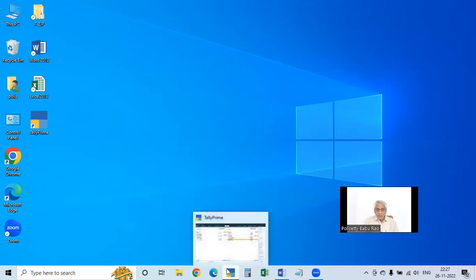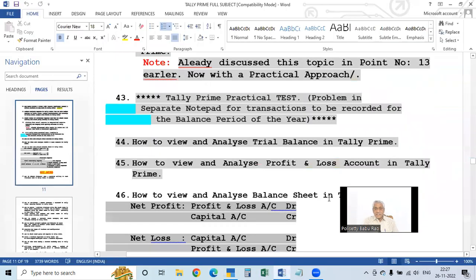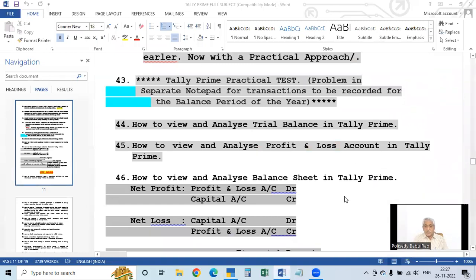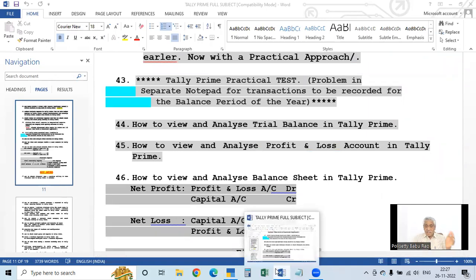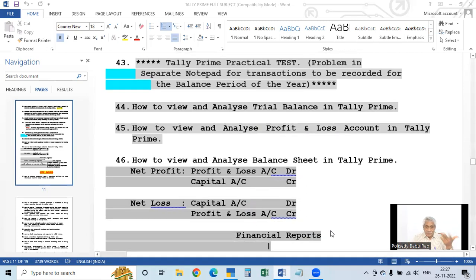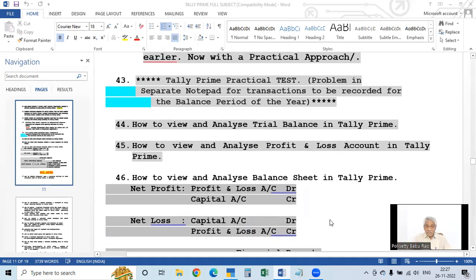Here, we'll go to our notes. In this Tally, what we are doing is, we completed from the beginning, from the basic recording of transactions to the final reports. These are called final reports. Till that, totally we completed. With this, we have completed the basic level understanding, basic level topics. And from next onwards, we go to the next one, a little advanced.